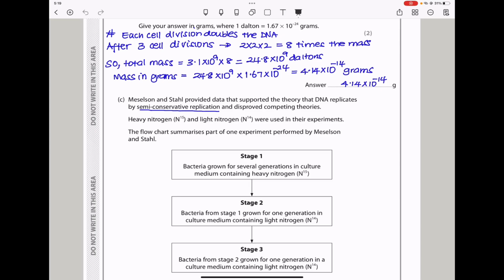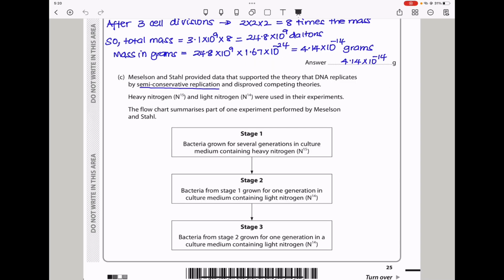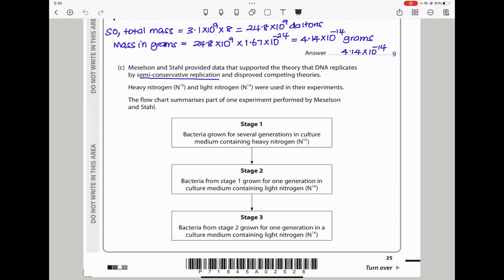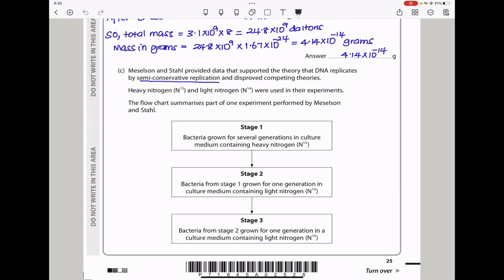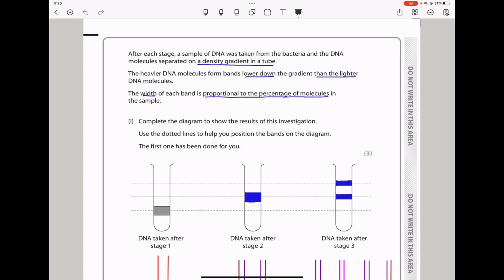Down here they say, Meselson and Stahl provided data that supported the theory that DNA replicates by semi-conservative replication and disproved competing theories. Heavy nitrogen and light nitrogen were used in the experiments. The flowchart summarizes the experiment performed by Meselson and Stahl. In stage 1, bacteria were grown for several generations in culture medium containing the heavy nitrogen. In stage 2, bacteria from stage 1 were grown for 1 generation in the culture medium containing the light nitrogen. And in stage 3, bacteria from stage 2 were grown for 1 generation in the culture medium containing the light nitrogen.